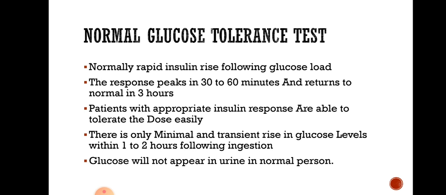Normal glucose tolerance test. Normally, there is a rapid insulin rise following a glucose load. The response peaks in 30 to 60 minutes and returns to normal in 3 hours. Patients with appropriate insulin response are able to tolerate the dose easily. There is only minimal and transient rise in glucose levels within 1 to 2 hours following ingestion, and glucose will not appear in urine in normal persons.